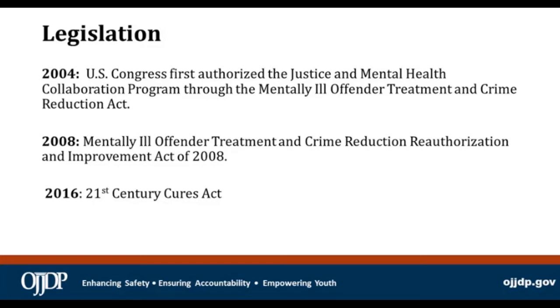As a result, the United States Congress authorized the Justice and Mental Health Collaboration Program through the Mentally Ill Offender Treatment and Crime Reduction Act in 2004. Since then, Congress passed the Mentally Ill Offender Treatment and Crime Reduction Reauthorization and Improvement Act of 2008 and 21st Century Cures Act in 2016, which dealt with reducing and treating mental health and substance use conditions in justice-involved youth.